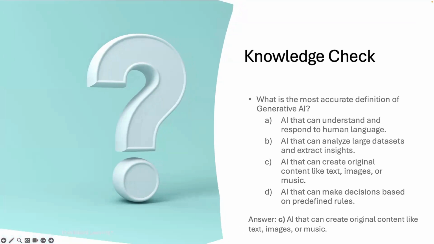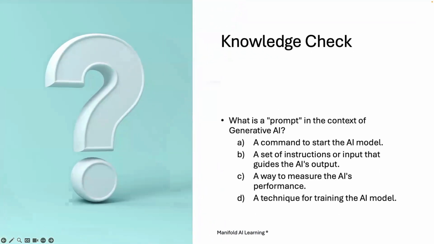Now the next one. What is a prompt in the context of prompt engineering? Option A, a command to start the AI model. Option B, a set of instructions or input that guides the AI's output. Option C, a way to measure the AI's performance. Option D, a technique for training the AI model. I see most of the answers here as B. That's correct, folks. Perfect. The correct answer is B: it's a set of instructions or the input that guides the AI's output.